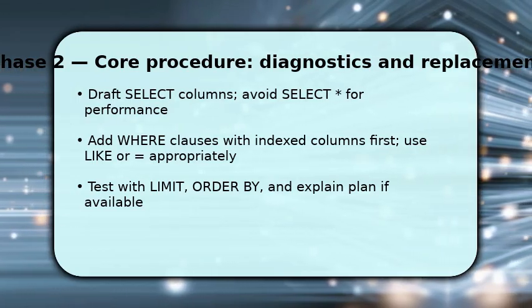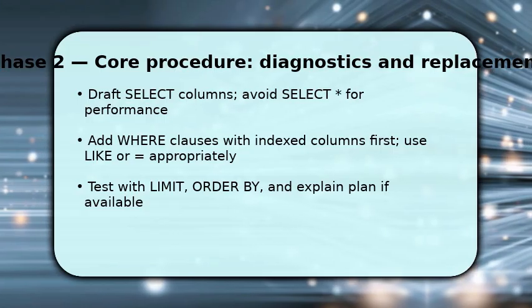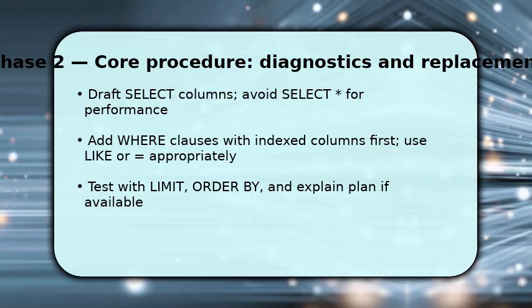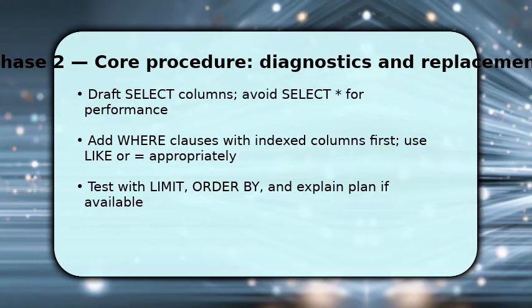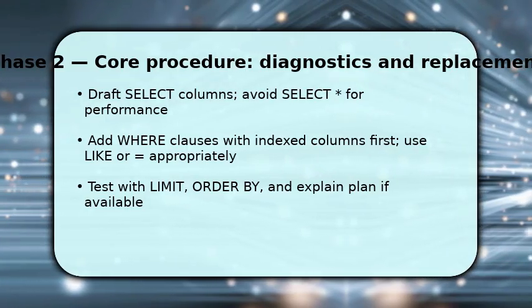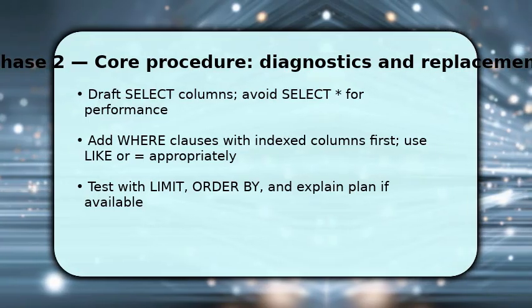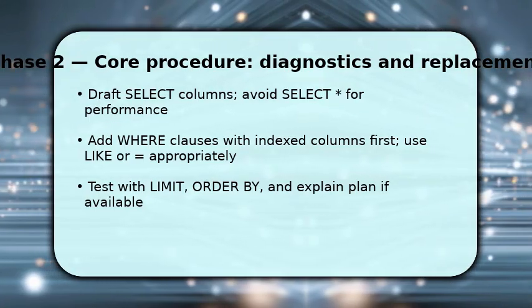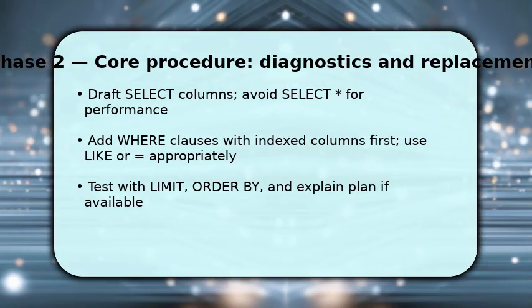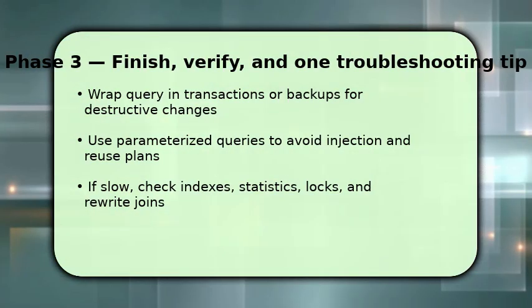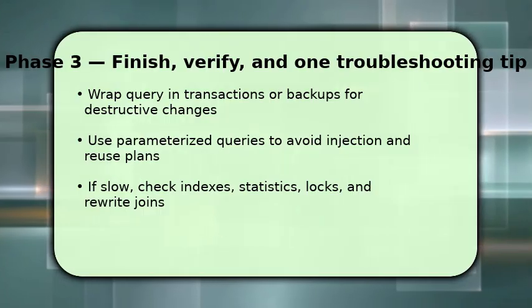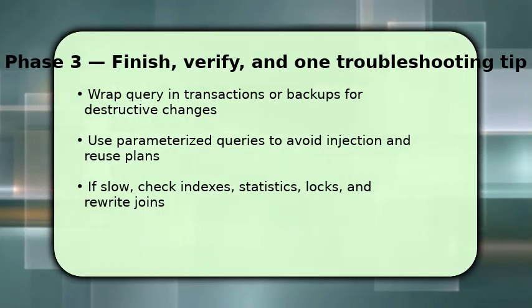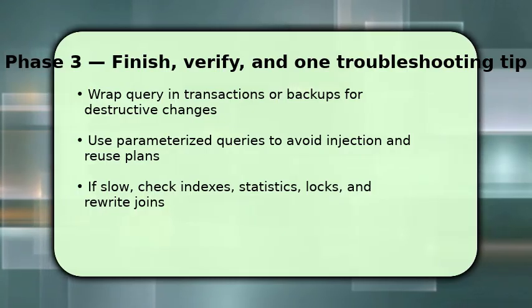After that, add order by and limit to inspect results quickly and run explain or the query plan to see cost. If the plan shows full scans, adjust filters or add indexes, make incremental changes, and rerun to validate results and performance. To finish, parameterize the query, and if modifying data, wrap changes in a transaction so you can roll back if needed. Once validated, save the final query as a view or parameterized statement for reuse.